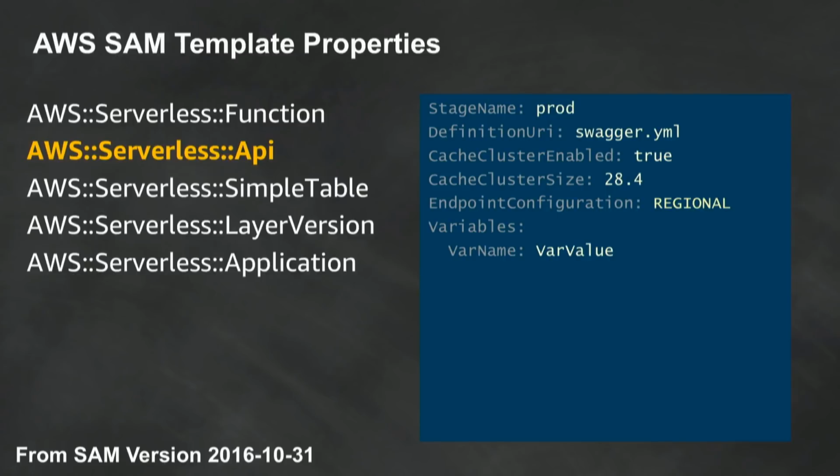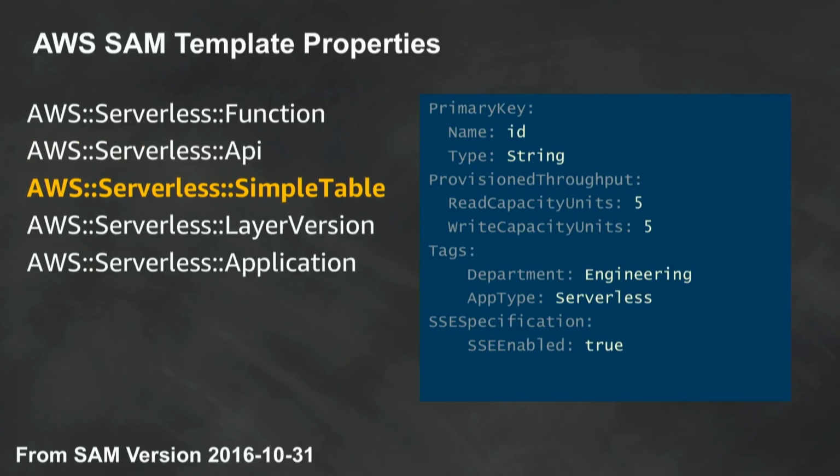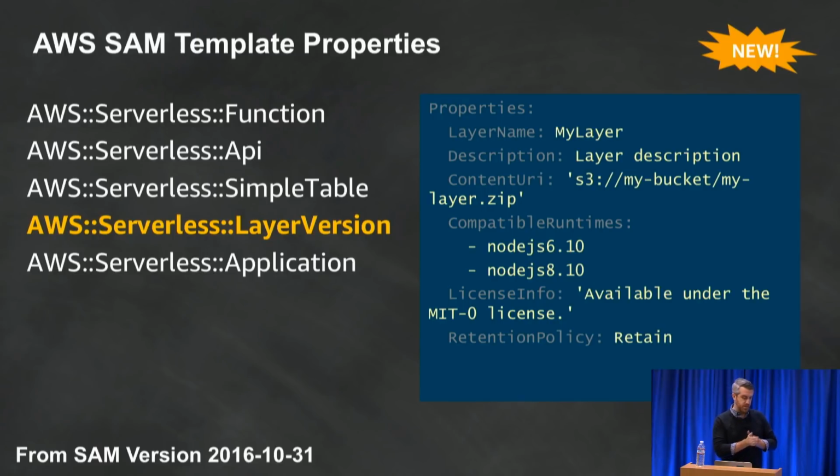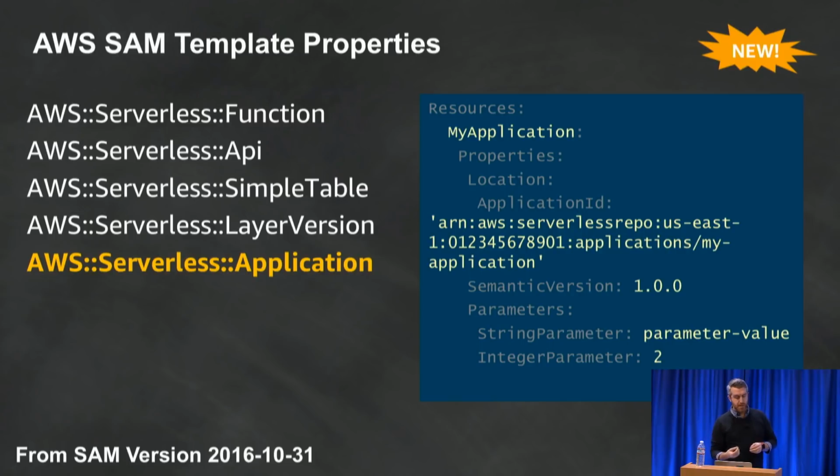We have a simple table, which is, again, a DynamoDB table, and we have a couple of basic attributes here that you can configure. We have something called a layer version, and we're going to talk about layers again after lunch. But this is an exciting new capability inside of Lambda today. And then we have a serverless application.